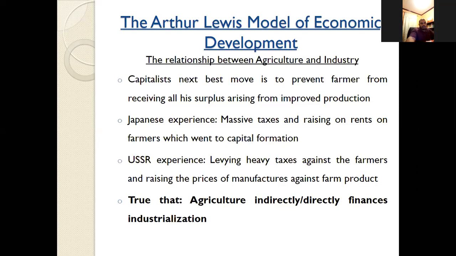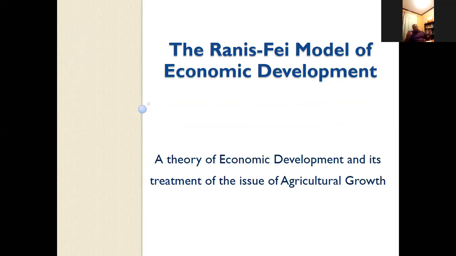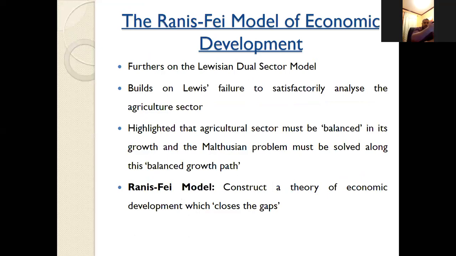Now, Gustav Ranis and John Fei actually extend their model, the model of economic development. What exactly happens when this model is extended? It furthers on the Lewisian dual sector model. And they build on the fact that Lewis fails to satisfactorily analyze the agricultural sector.